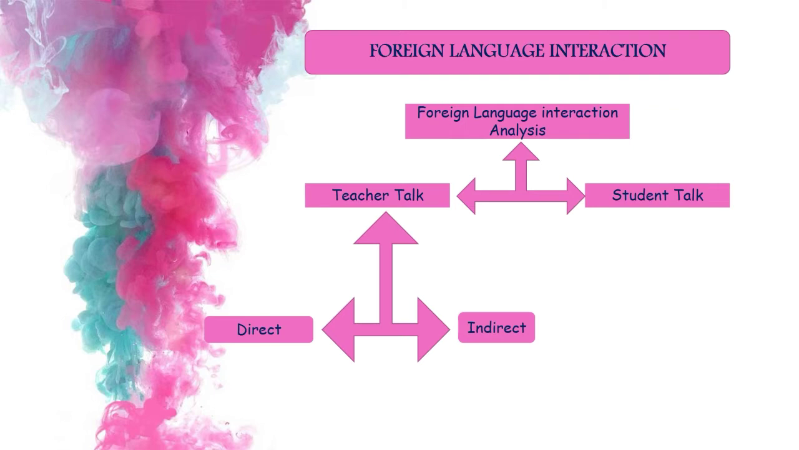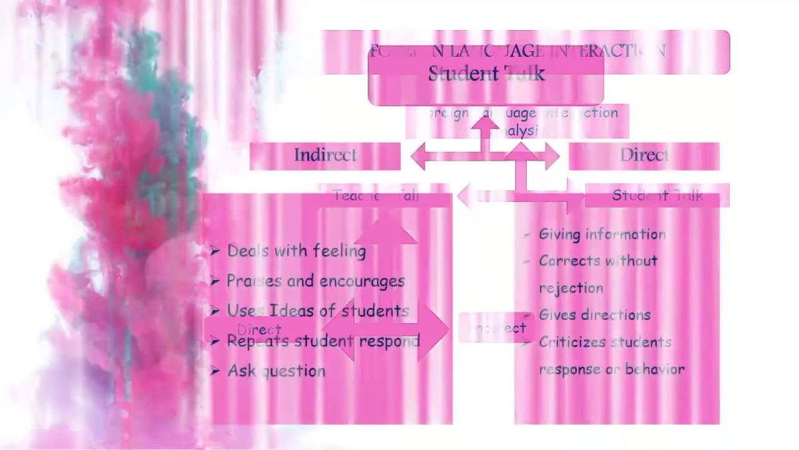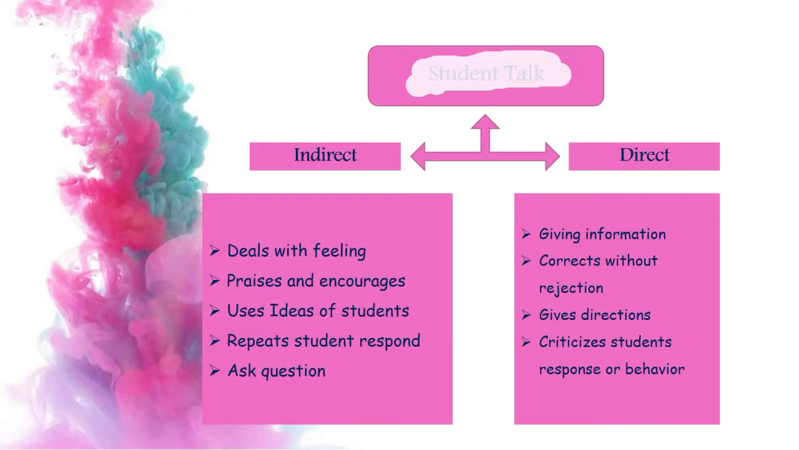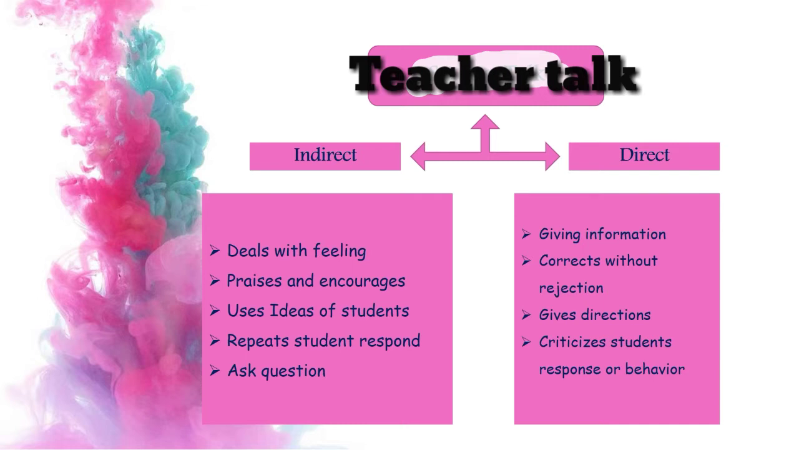The foreign language interaction analysis system is divided into two parts. The first is teacher talk and the second is student talk. Meanwhile, the teacher talk is also divided into two parts. The first is indirect influence and the second is direct influence. There are some kinds of indirect influence teacher talks.